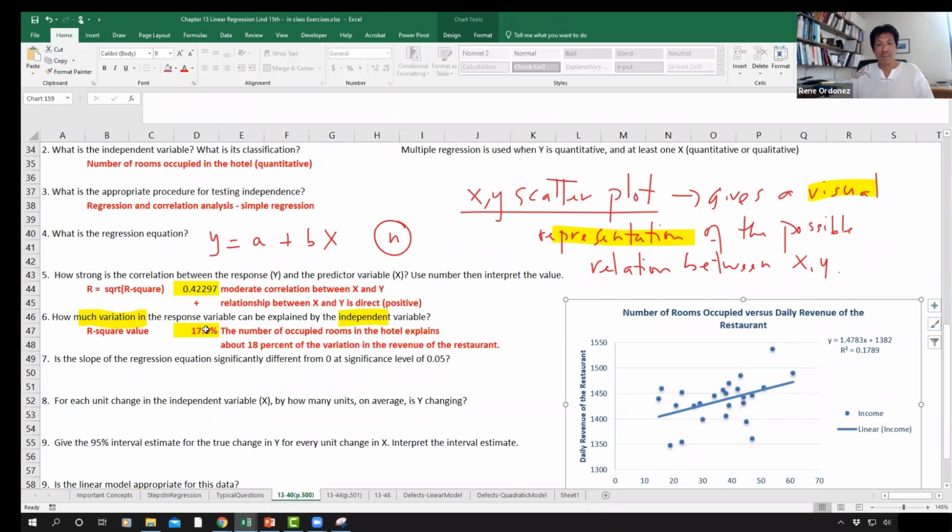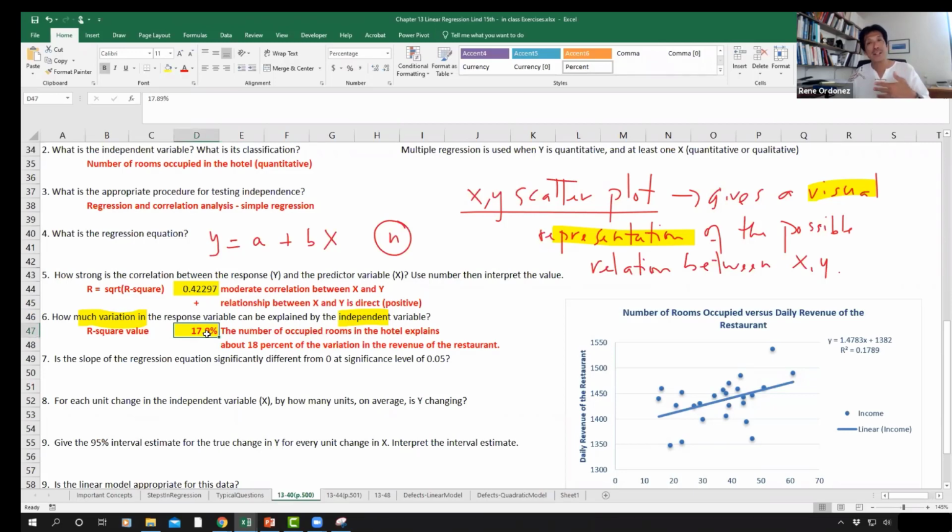What happens to the 82%? Well, that 82% is what we call the unexplained variation. Maybe there are other variables that could add to this number here. But as far as the number of occupied rooms in the hotel, it only explains about 18% of the variation in sales. Good so far?